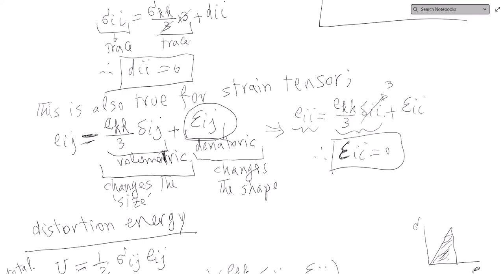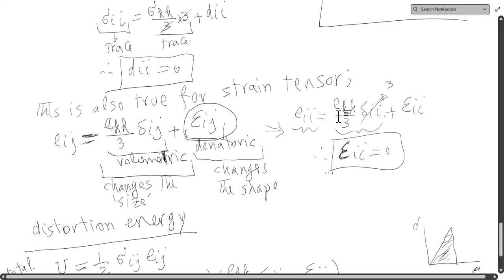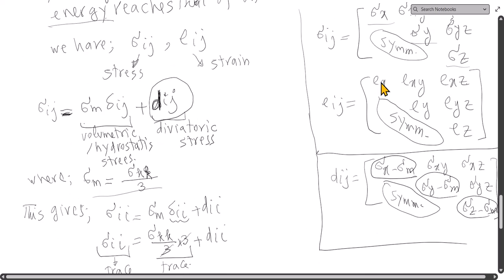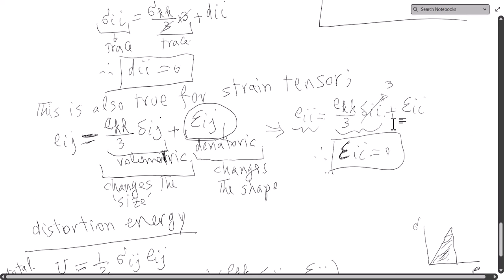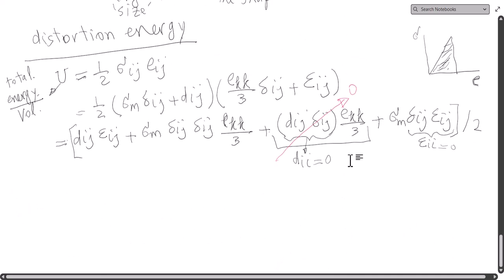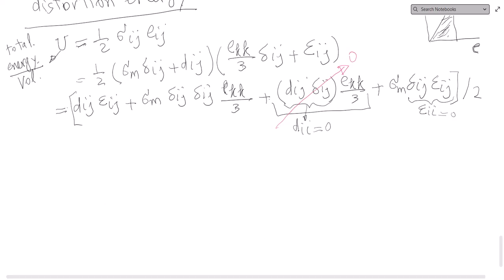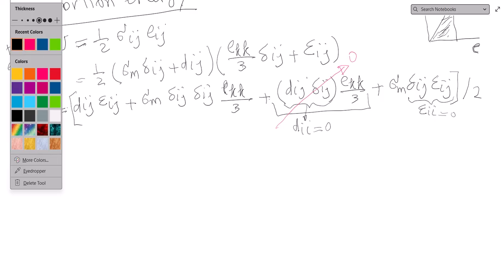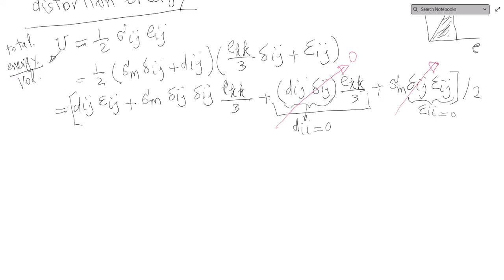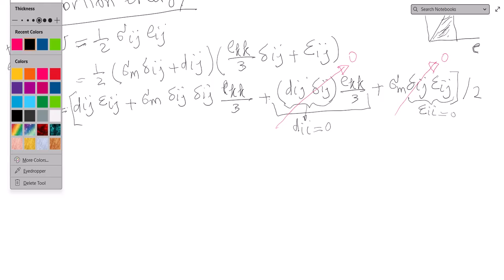This is very similar to what we did for the stresses. So if you get the average of the trace of the strain tensor and subtract it from each diagonal element, then you get the epsilon_ij, and the trace is obviously 0. So therefore this will also drop out, 0. So we are left with just 2 terms.